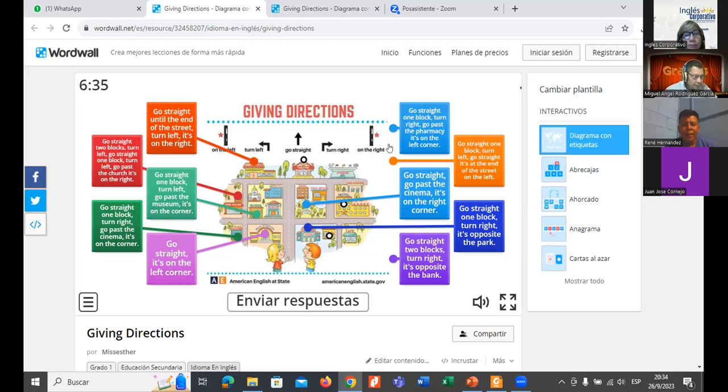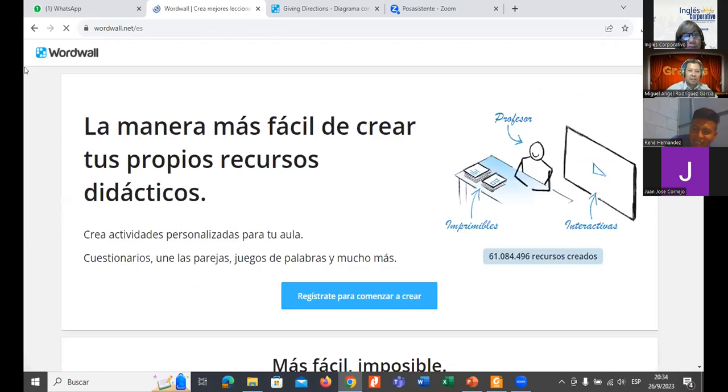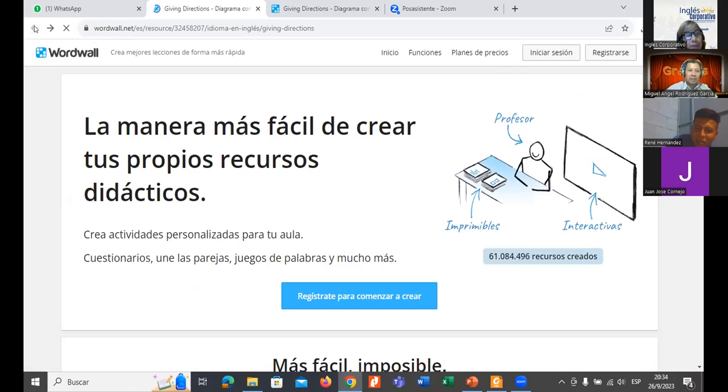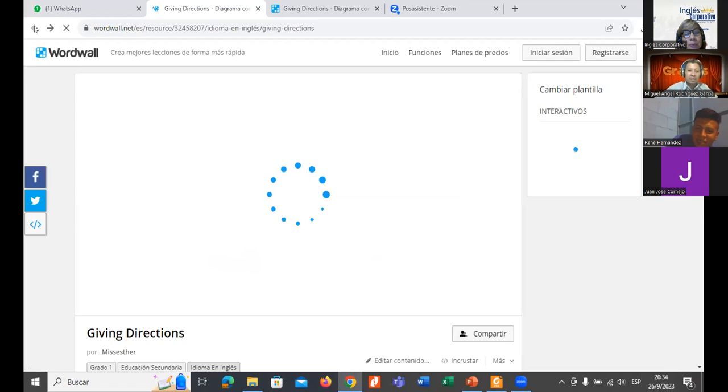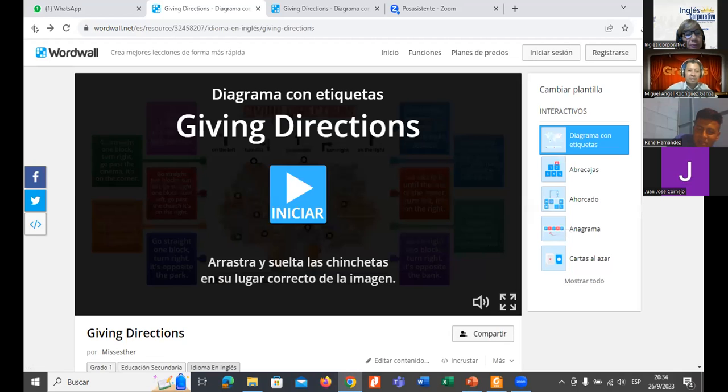Go straight. Pueden hacerlo más grande. Pueden hacerlo más grande por medio de darle clic allí en las cuatro flechitas. En la esquina hay cuatro flechitas. A la derecha. Sorry. Oh my god.